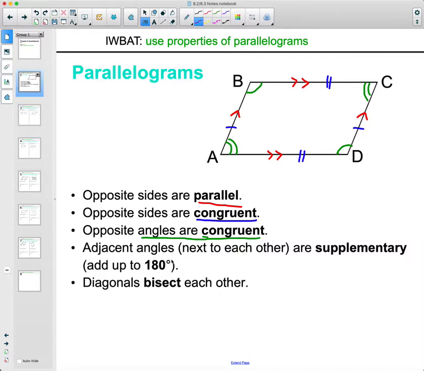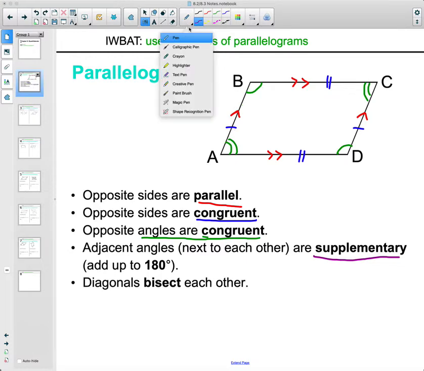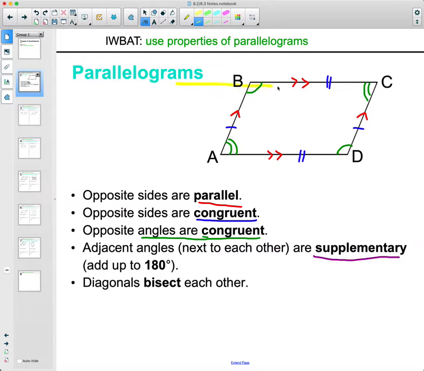Then the ones that are next to each other, so adjacent or consecutive, as they're sometimes called, are going to be supplementary, meaning that they add up to 180. And again, this is because they're same side interior angles. So if you go back to our unit on parallel lines, if this line is parallel to this line, then you have this transversal. These two are same side interior angles, meaning they total 180.